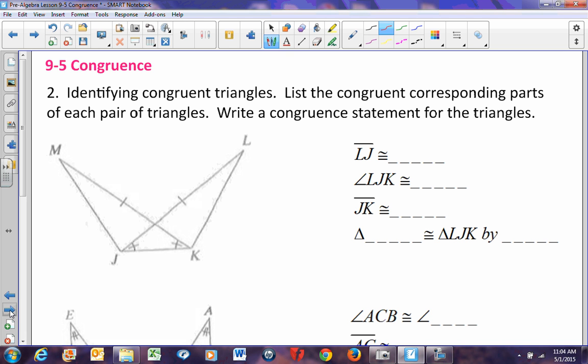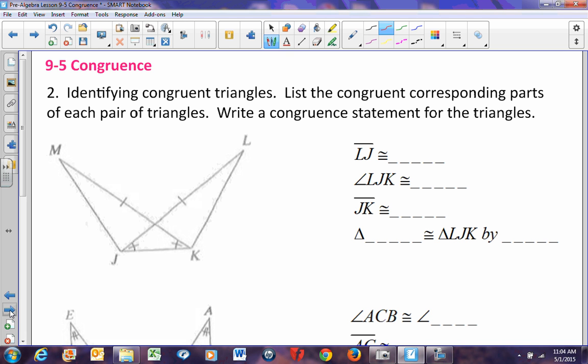Now we're going to identify some congruent triangles. This is probably a little bit harder of a concept to understand. It says we're going to list the congruent corresponding parts of each pair of triangles, and then we're going to write a congruence statement for the triangles. So you're going to do a lot of this when you finally get into geometry class at a much higher level than this. These are basic, simple congruent statements.